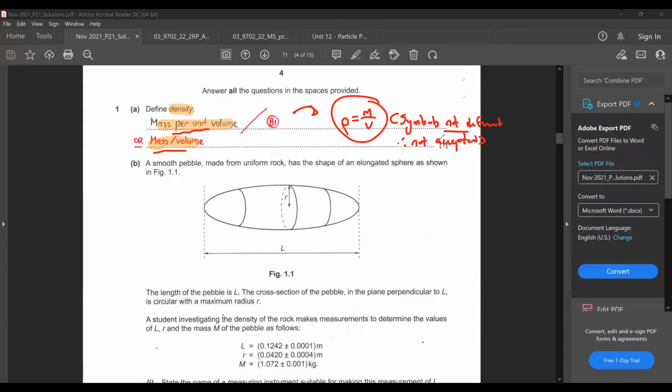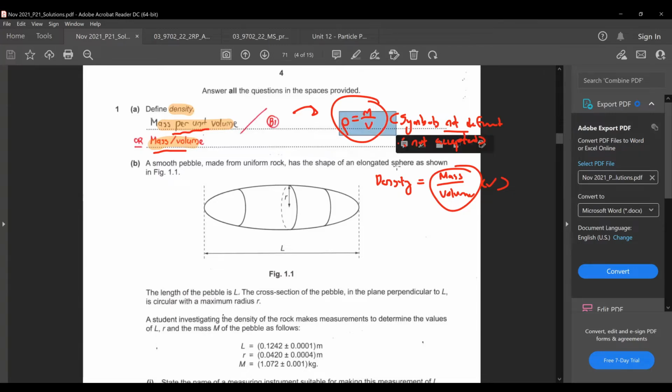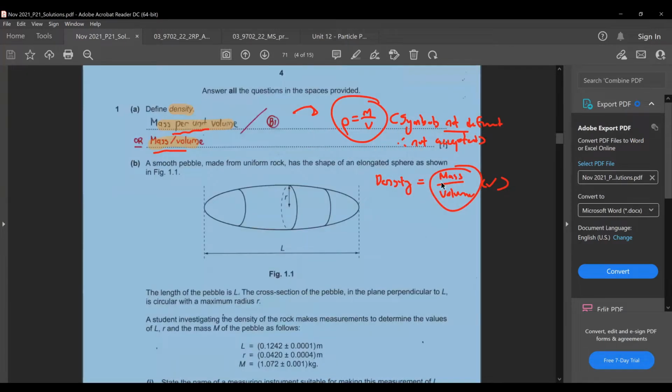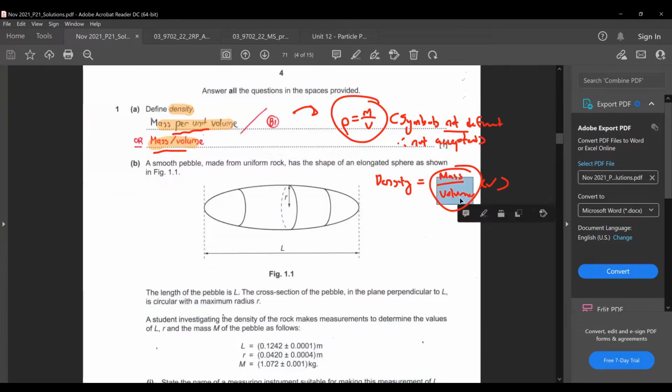Okay, if you want to write the equation, you can just write it as this. Now density is mass over volume. Now this one they accept. You can write it in equation form also, but with wordings, not symbols. All right. So please make sure that when they ask you to define, don't just write the equation in symbol form. Write the equation if you have to, but in words, or just use the proper word definition like this.